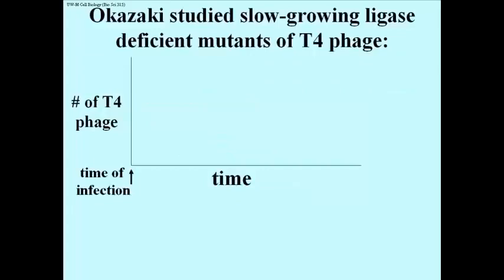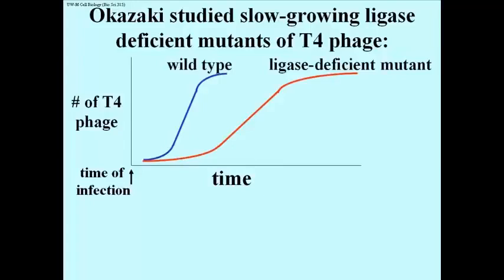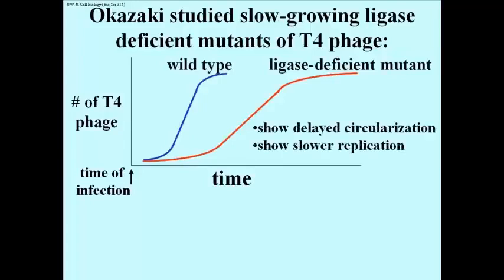Okazaki knew the role of DNA ligase in closing bacteriophage DNA circles, and he had isolated several mutant strains of the phage, called T4, that were deficient in making DNA ligase. These phage multiplied more slowly than wild-type phage, as shown by the growth curves on this slide. Because the mutant phage were slow to close their DNA circles after infecting E. coli cells, replication of these mutant phage was also slower than in the wild type.